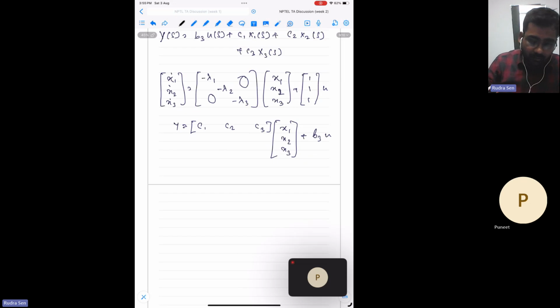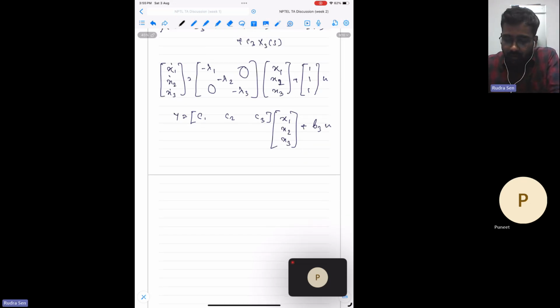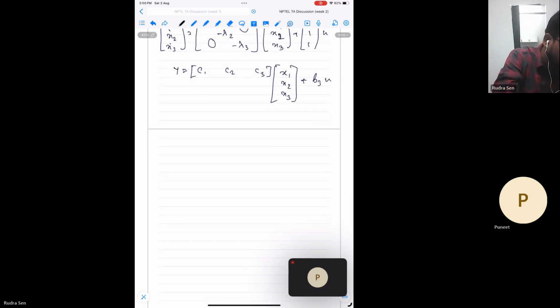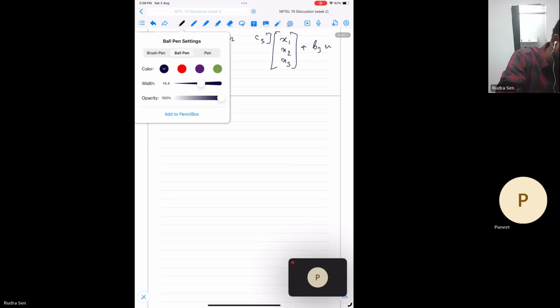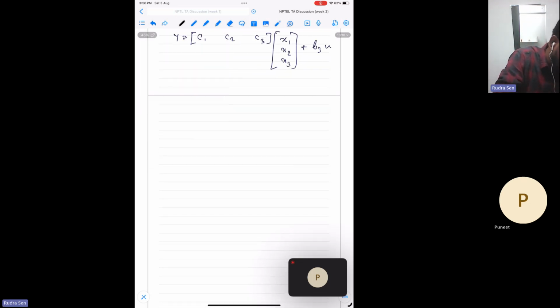Now the Jordan canonical form. Let us do one small example for this kind of form. Let's say we have G(s) equal to 3s square plus 2s plus 5, divided by s square plus 3s plus 2.